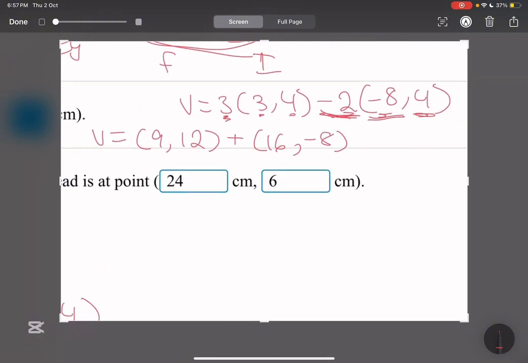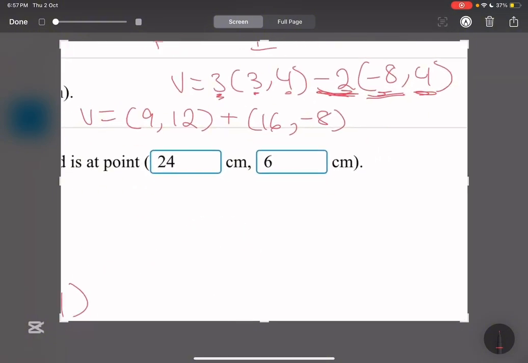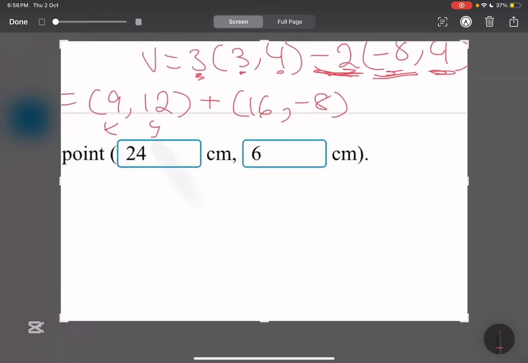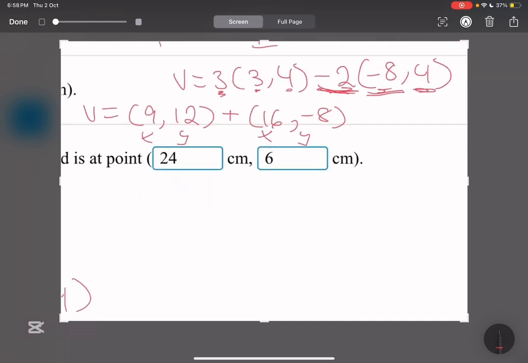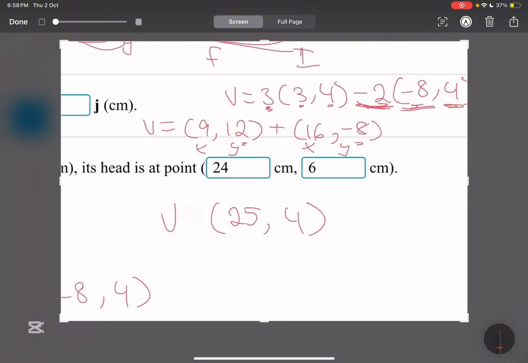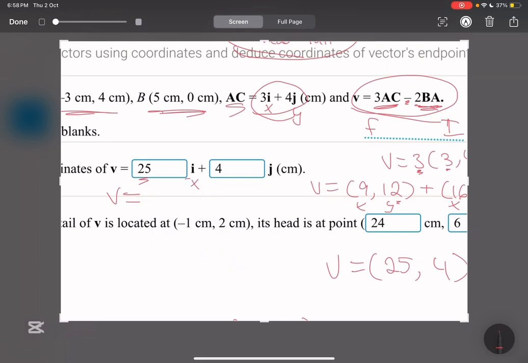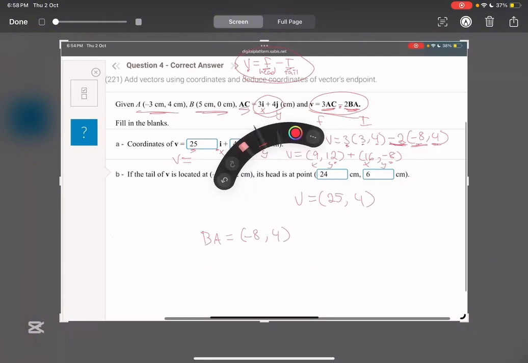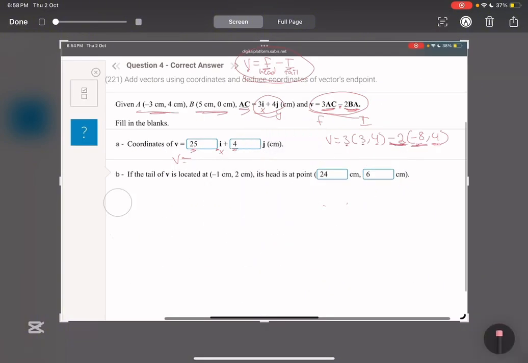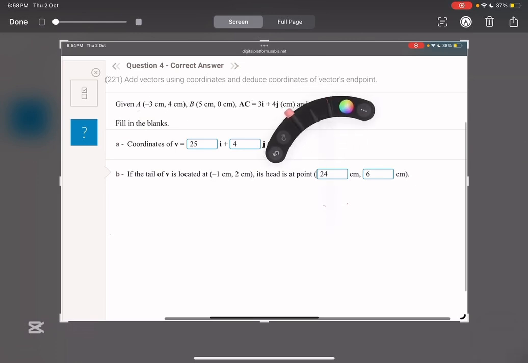Okay, so we have these, and this is x, this is y, this is x, this is y. x plus x is 25, y plus y, which is 12 plus -8, which is 12 minus 8, which is 4, and this is what v is equal to. So we have it here, 25i, which is x, and then plus 4j, which is y. Okay, so that is the first part.